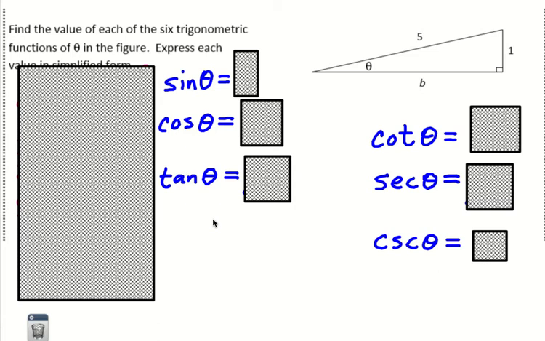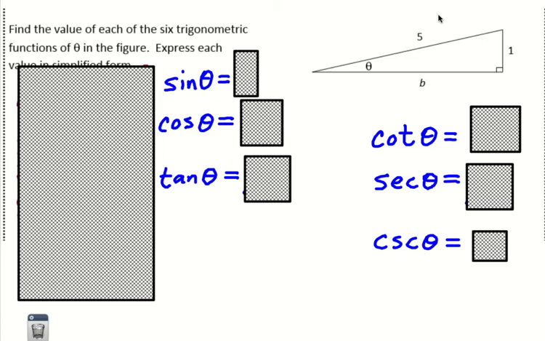Find the value of each of the all six trig functions of theta in the figure. Express each value in simplified form. Duh, always simplify. Let's see here. So according to the picture, we are given 1. What would we call 1? The hypotenuse, the adjacent leg, or the opposite? What's 1, as far as the SOHCAHTOA ingredients? 1 would be the opposite. What are we going to call 5? 5 is the hypotenuse.